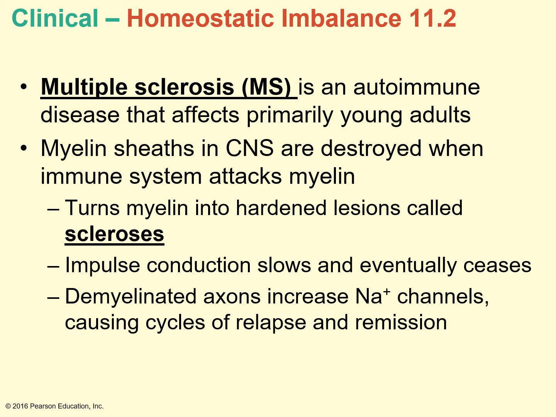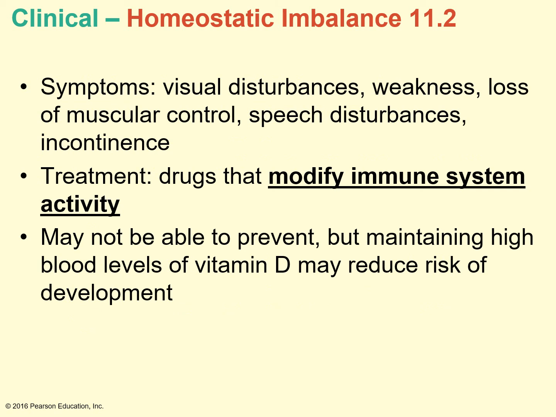If you're destroying that myelin sheath, the rate at which that impulse is going to be conducted down the axon slows down. Eventually, it can cease. And so it's one of these things where you can make the diagnosis on certain symptoms and then additional tests. You may have a few symptoms and then they may go away. You may go into remission and then you may not have symptoms ever again, or they may reappear later.